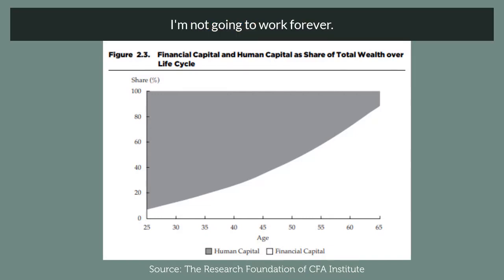I'm not going to work forever. So as I start to approach retirement, my ability to continue to work, save, and contribute to my portfolio, to my financial assets, is dwindling. And at the same time, theoretically, if I've been saving along the way, my financial assets are starting to become a larger portion of what I'll call my overall balance sheet. And so this is where you see what the implications would be for my composition of my financial assets.